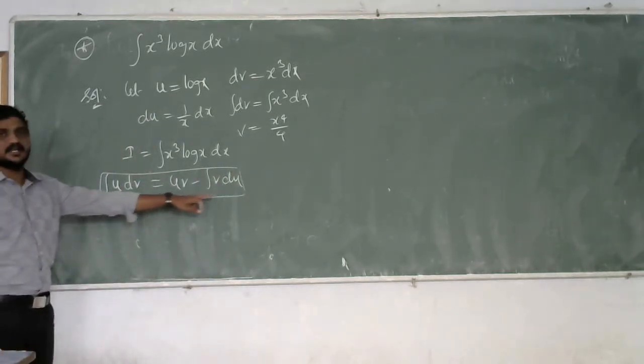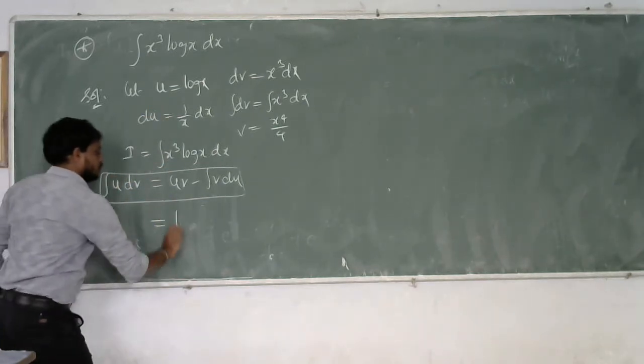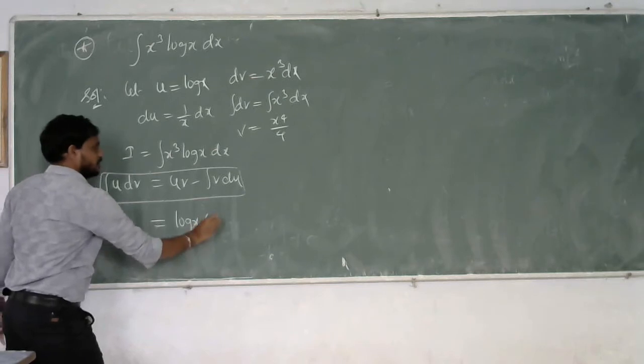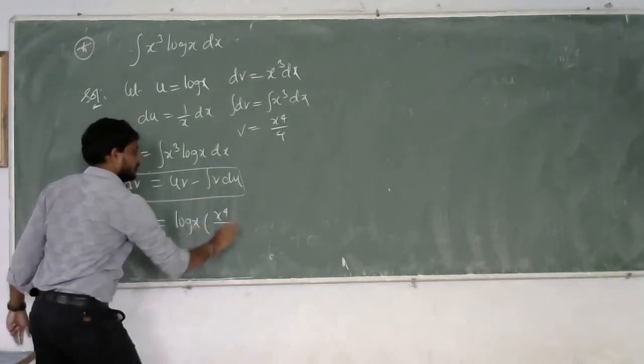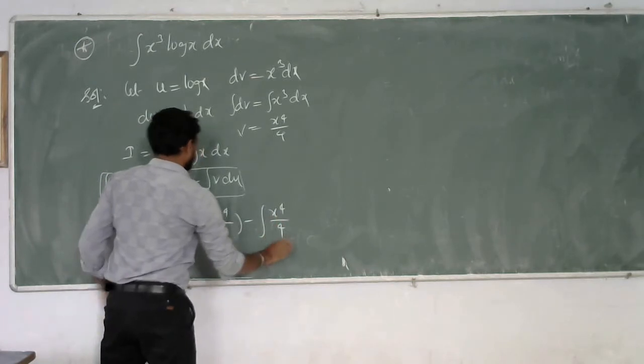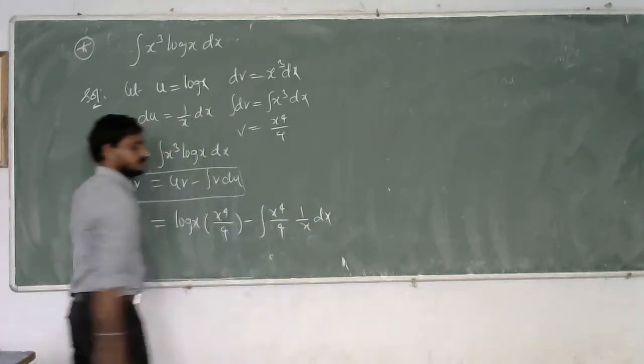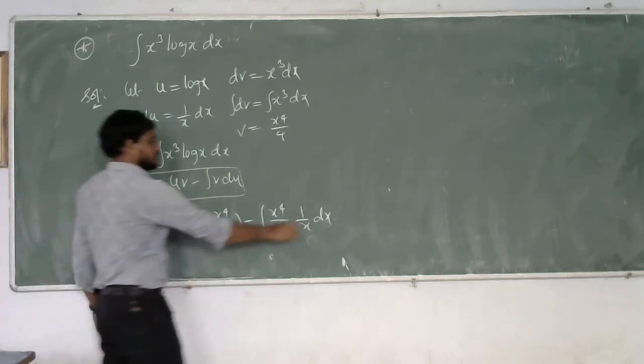uv minus integral v du. Substitute the values. What is u? Log x into v, x to the power of 4 by 4 minus integral v, x to the power of 4 by 4 into du. du is 1 by x into dx. Okay, let us cancel one here.